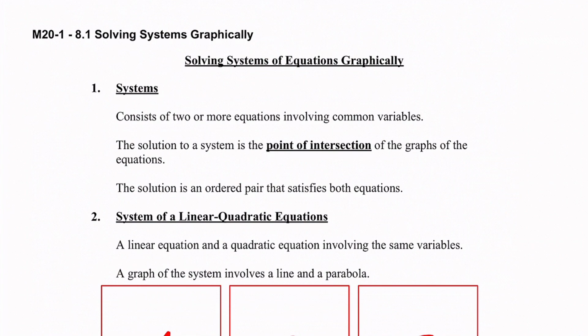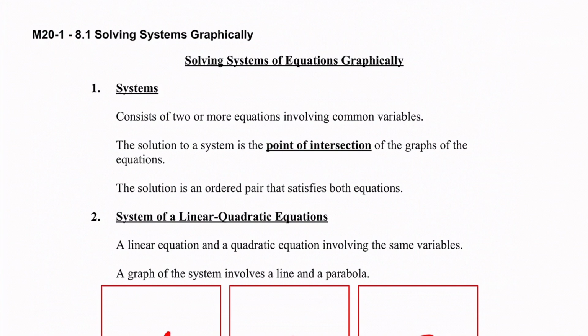Hello there, and welcome to our first video in our Systems of Equations unit. So in this first one, we're going to be solving systems of equations graphically. We're going to look at a couple little notes here off the bat, and then we're going to get into a couple examples. This isn't going to be a really long lesson, it's actually going to be quite short.